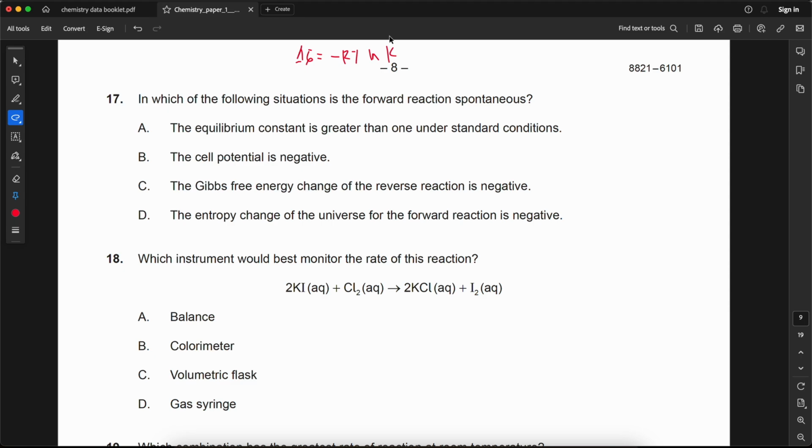Therefore, in which of the following situations is the forward reaction spontaneous? Delta G should be negative, ln K will be positive, and K should be bigger than 1.